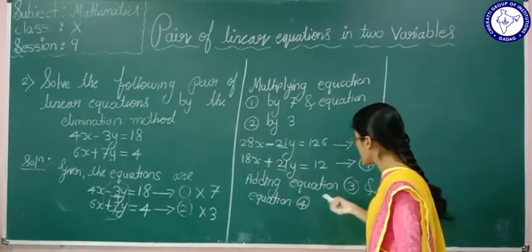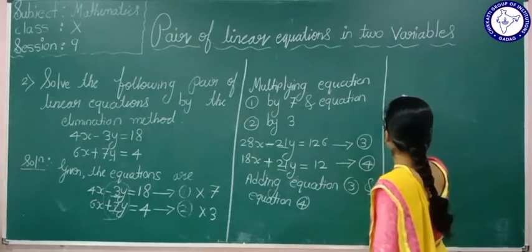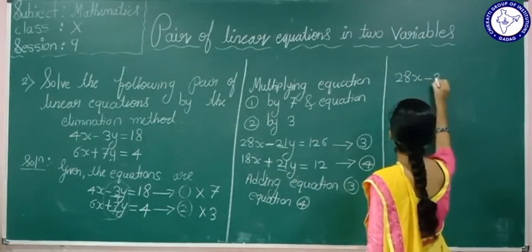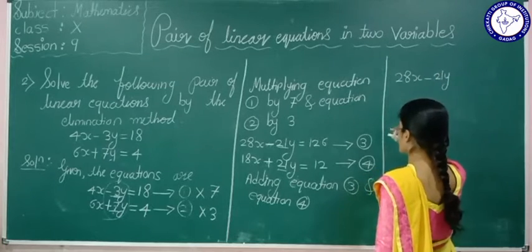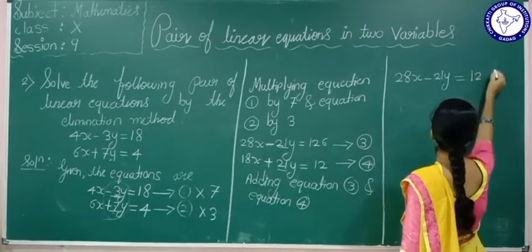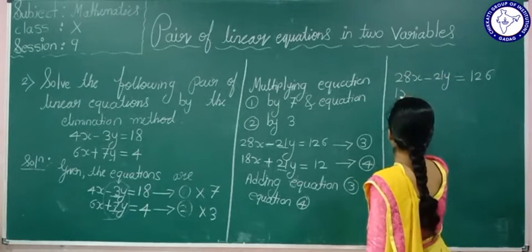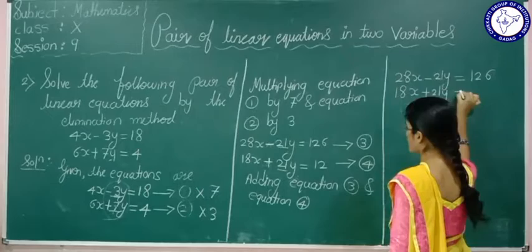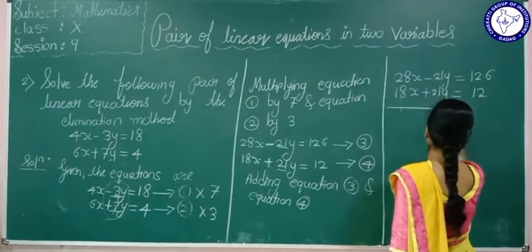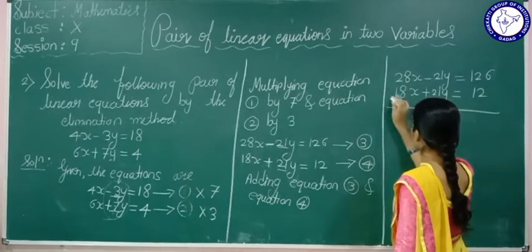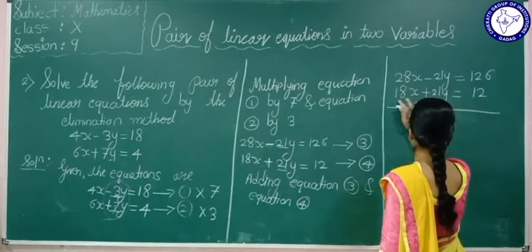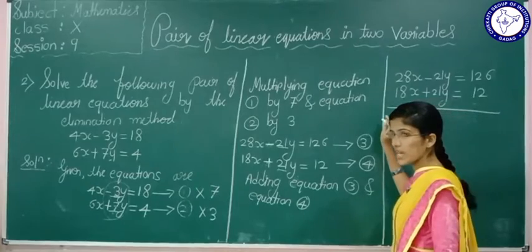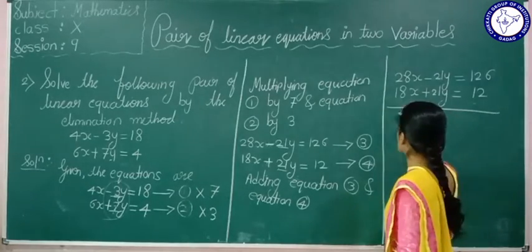Now we'll do adding equation 3 and equation 4. What is that? 28x minus 21y is equal to 126, and 18x plus 21y is equal to 12. Now see student, if you are subtracting, at that time you change the signs here. If you are subtracting, change the signs here.